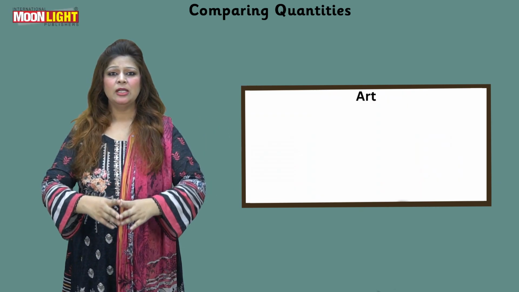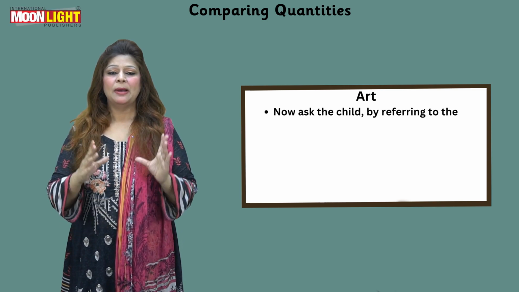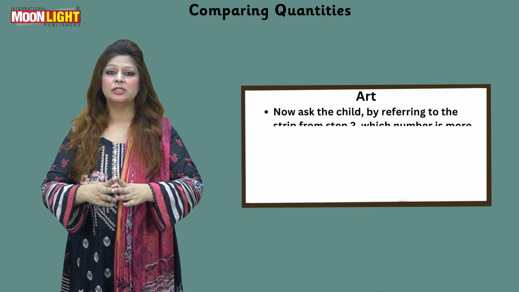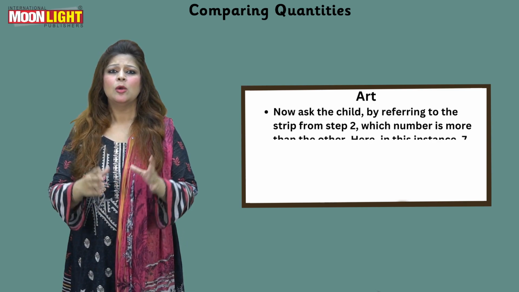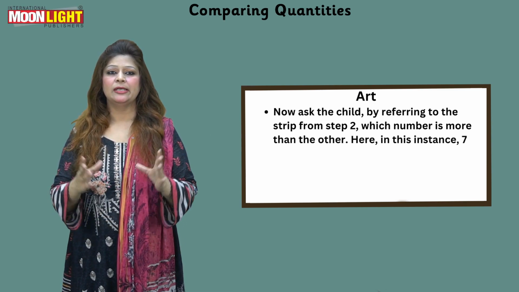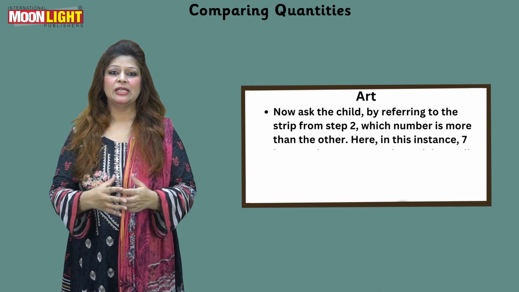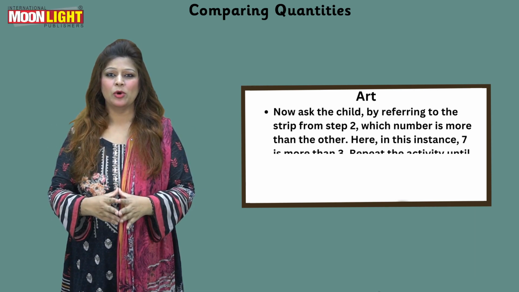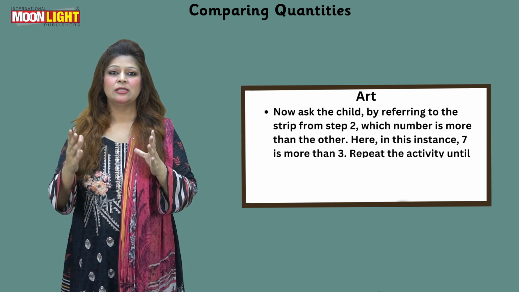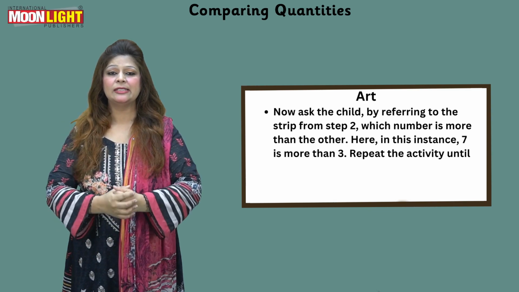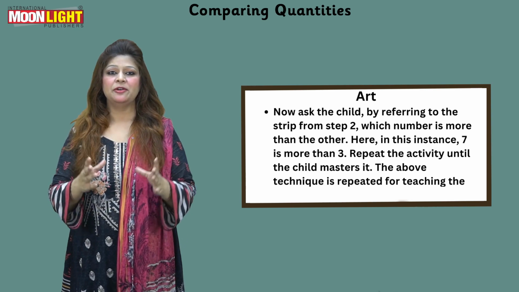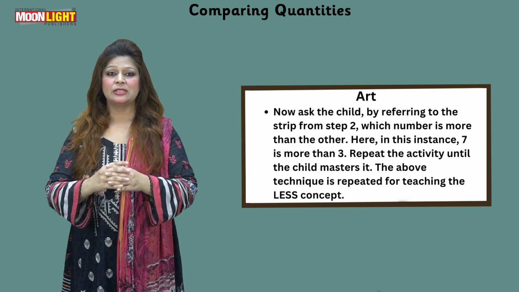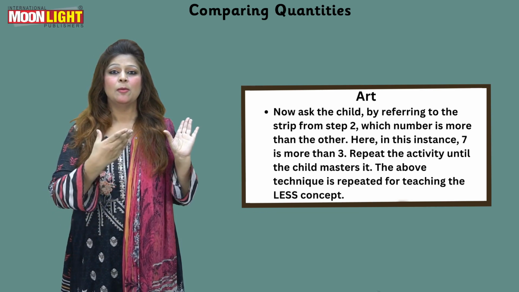Now you ask the child, by referring to the strips from step number 2, this is step number 2, which number is more than the other? Hence, you can just say that 7 is more than 2. Repeat the activity until the child masters it. Okay, this technique is very interesting.